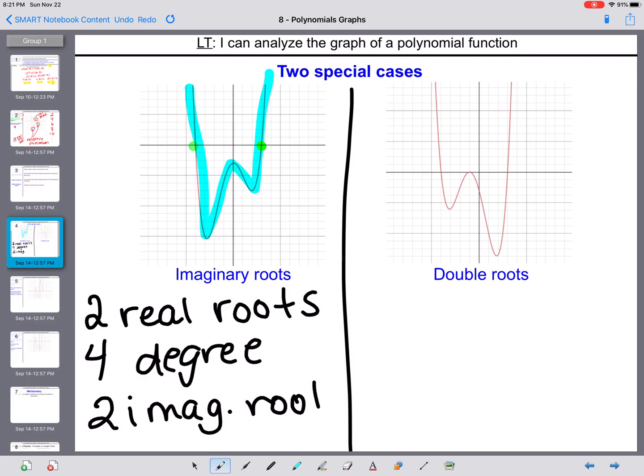And the way you can basically find out how many imaginary roots there are is if this is the degree, 4, right? We have a degree of 4. 2 of them are real. The other 2 have to be imaginary for it to come out to be equal to 4.